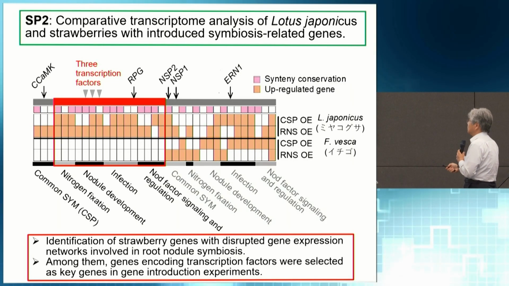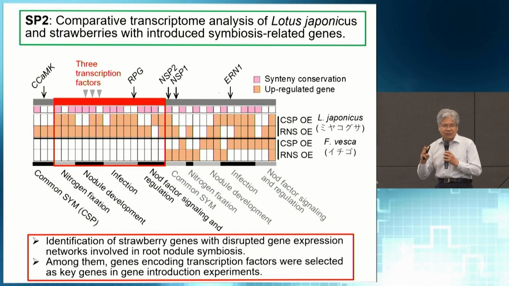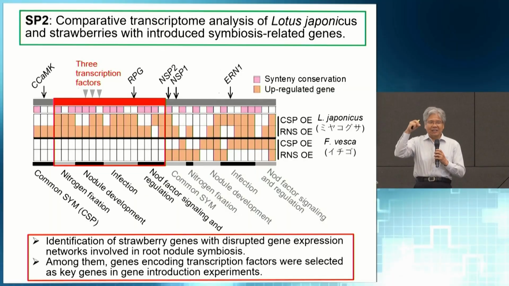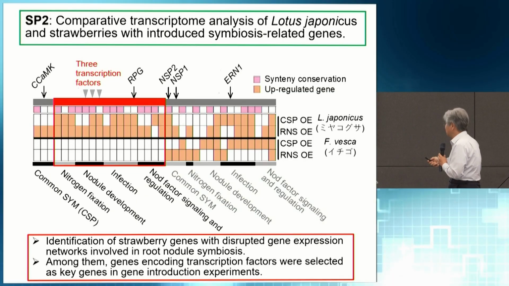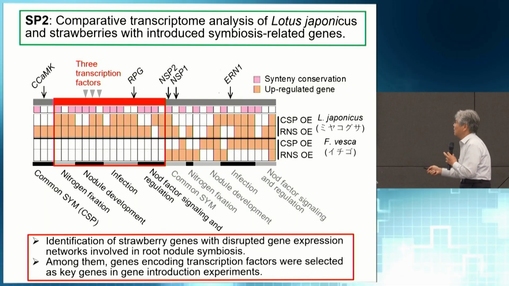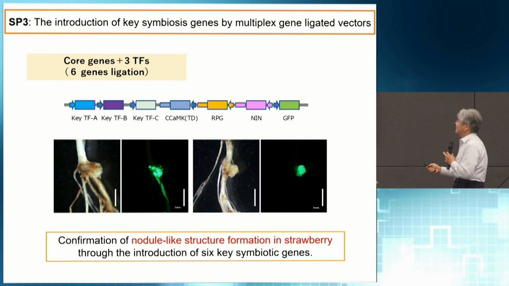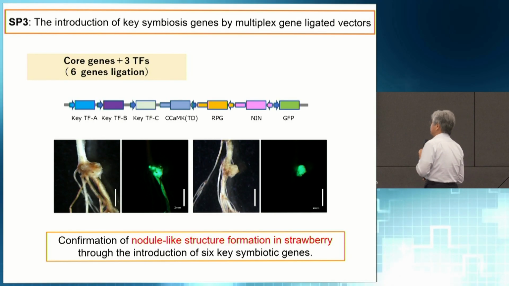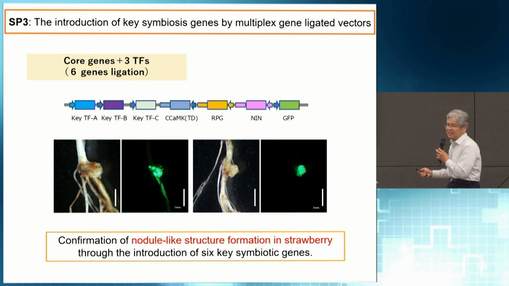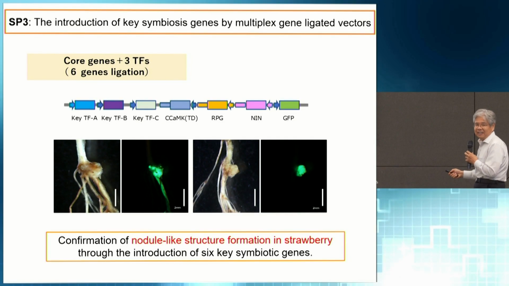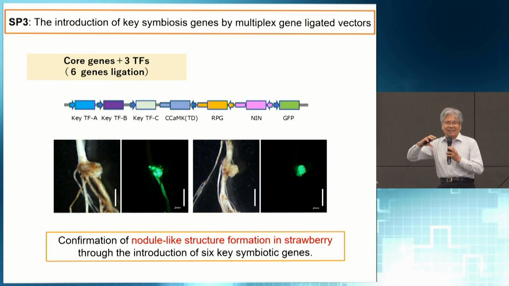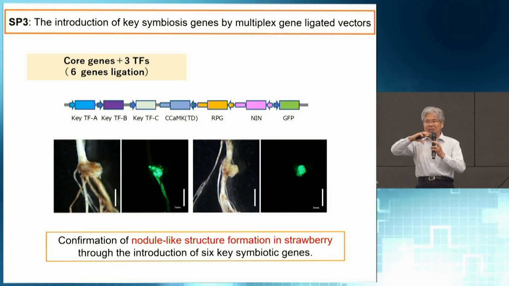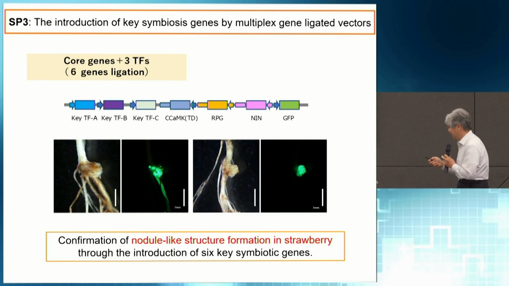And we checked those genes and found there are 3 transcription factors among these genes. So we considered that if we introduce these 3 transcription factors, we could reconstruct the gene cascade of those remaining genes, and we tested it. So we added the 3 transcription factors with RPG, NIN and CCaMK, the activated form of CCaMK, and introduced those 6 genes into the root of strawberry. And as we expected, we could obtain a nodule-like structure in the root of strawberry. So we could reconstruct a root nodule-like structure in the strawberry.